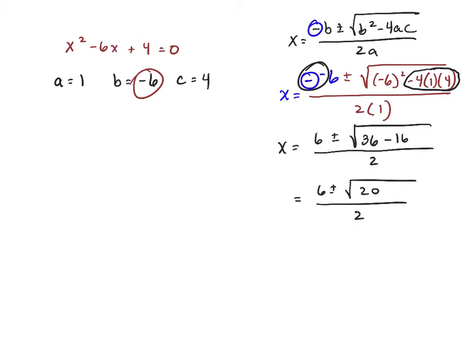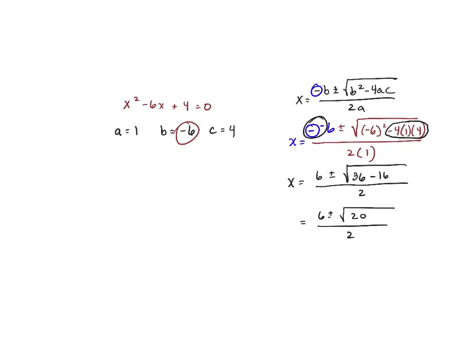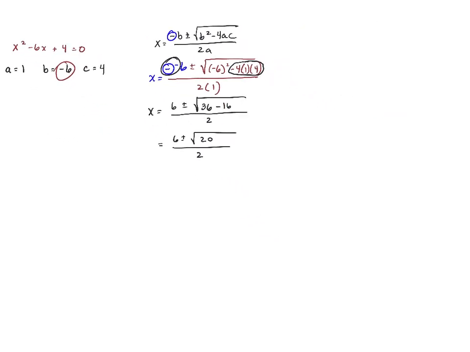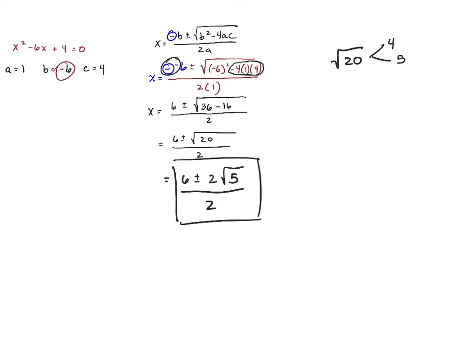All over 2. Now, it'd be wonderful if that was the end of the problem, but it's not quite the end of the problem because square root of 20 can be broken down. It's a 4 times 5. And so I can square root the 4. So my final answer, 6 plus or minus, I square root the 4, which is 2. The 5 has to stay inside, all over 2. And those are my two answers.